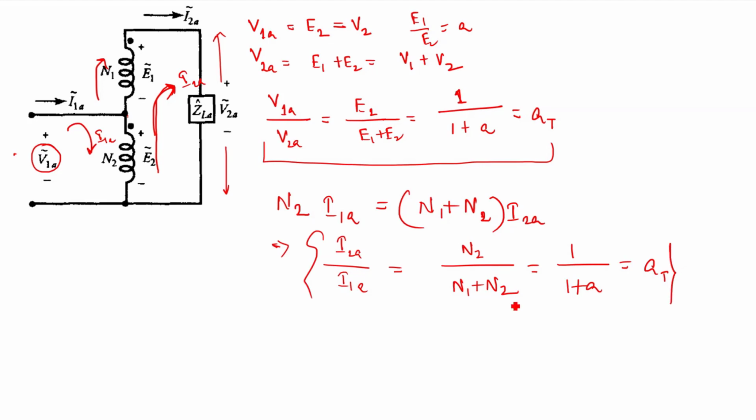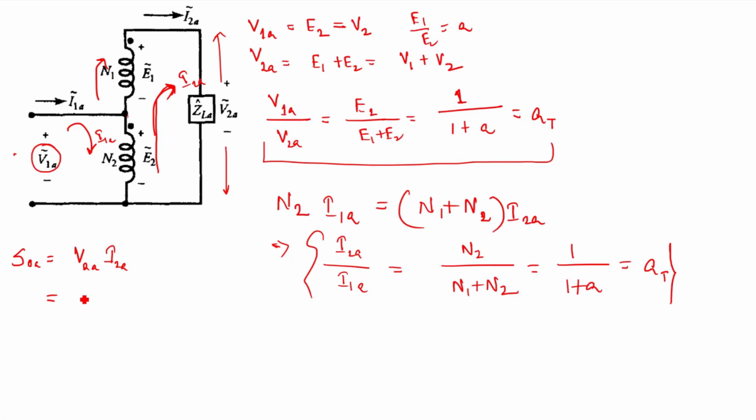Okay, so we're finding the transformation ratio the same way, using the voltage and current relations, right? Now coming to the apparent power. If we find the apparent power of the transformer, SOA, so in the output circuit, if we write SOA, that is nothing but V2A into I2A.